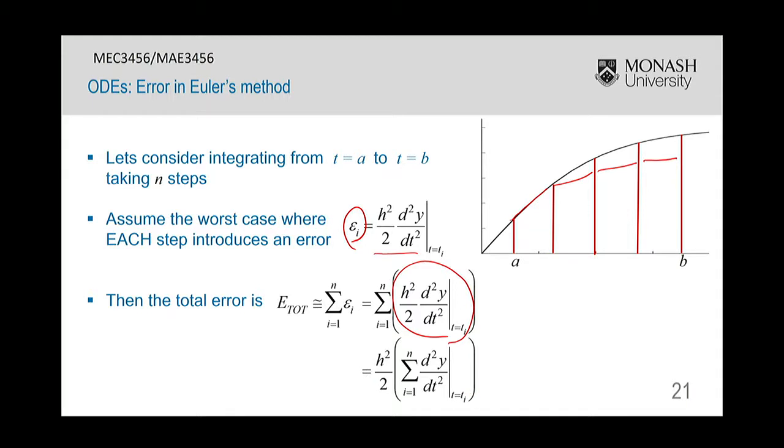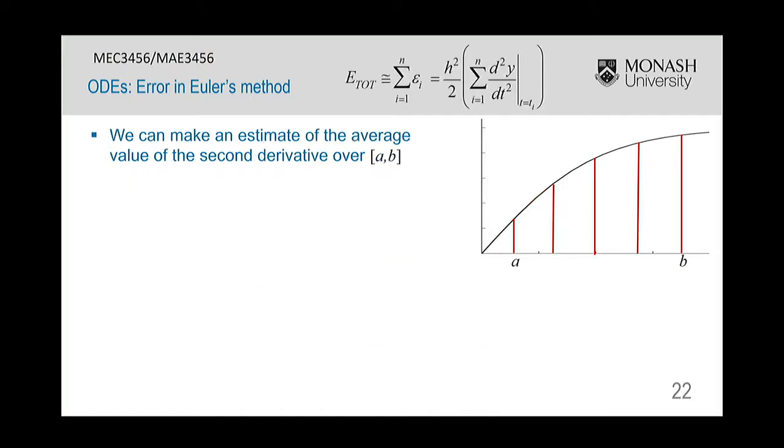That's just equal to the sum of these error terms there, because that's how we've defined the error. And that's just equal to h squared on 2. We can pull the h squared on 2 out, multiplied by the sum of the second derivative estimates in each of the intervals. So let's just write that error term up the top here again.